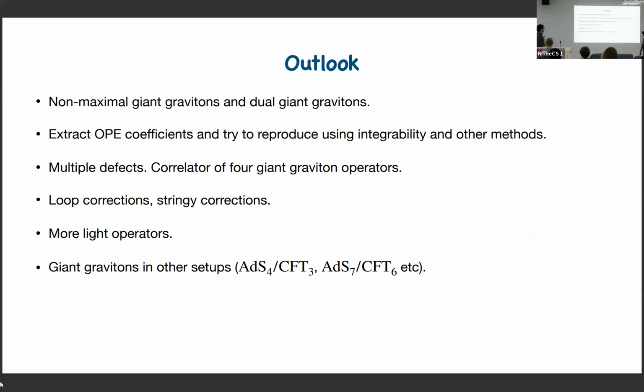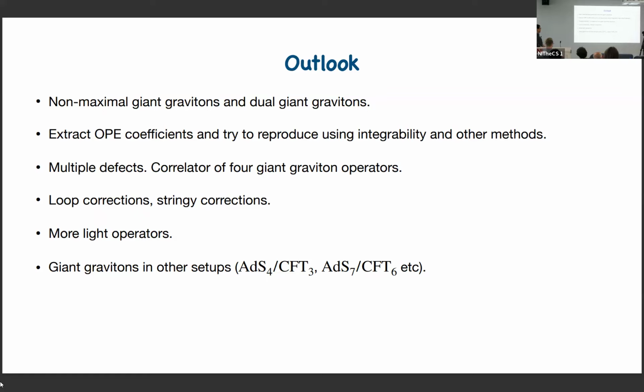Right. Now let me wrap it up. Here I talk about maximal giant gravitons, but there are also other interesting things to consider using the same technology, such as the non-maximal giant gravitons, which are subdeterminants, and also dual giant gravitons. These are not wrapped on S3, but they are in AdS. Also, there's a lot of data you can extract from these general results, and it'd be interesting to reproduce them from integrability or localization.